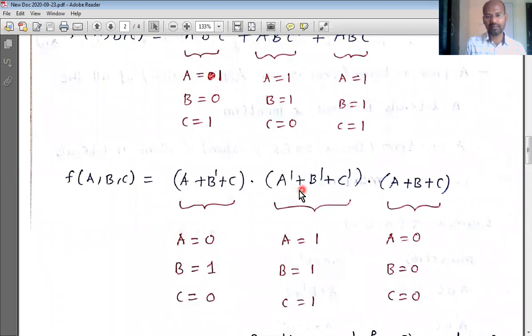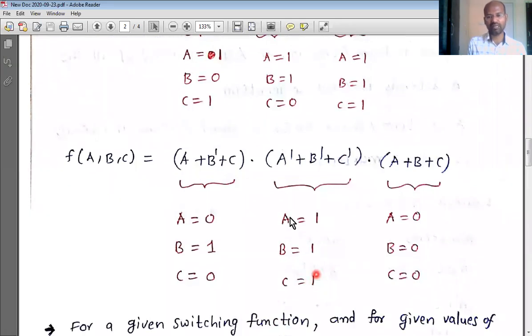In the same way, tell me for what input combination this max term will get a value 0. 0 means this literal should be 0, this literal should be 0, and this one should be 0. For a bar to become 0, a equal to 1. Since it is in complemented form, the needed value is 1. It is also in complemented form, so b value is 1. For c bar to be 0, we need c to be 1. So for a equal to 1, b 1, c 1, for this particular combination out of 8 possible input combinations, this max term will get a value 0.